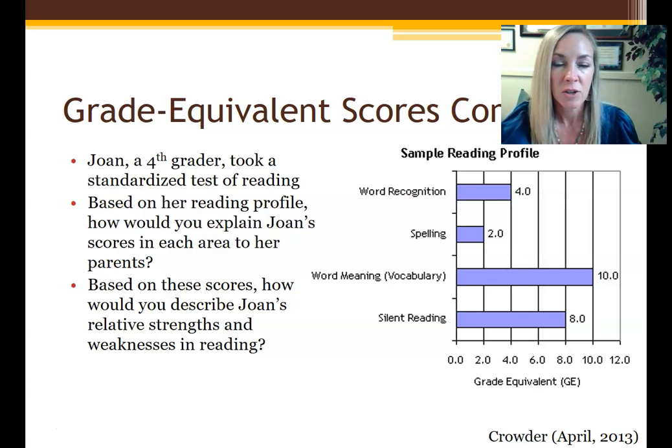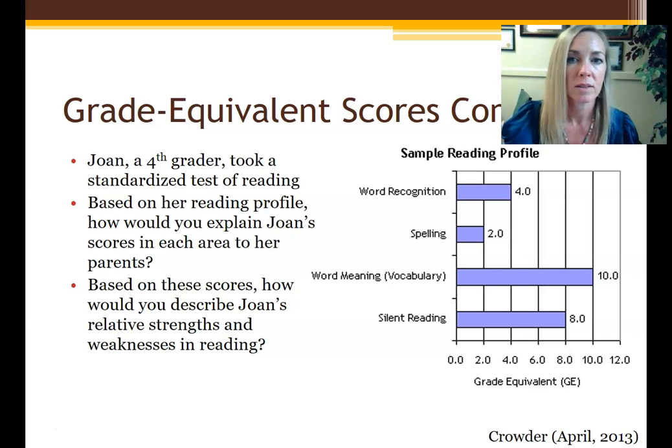And if you want to continue with strengths first, you might say vocabulary is a relative strength for her, that her raw score was the same as the average score of a 10th grader, as well as silent reading, that her score was the same as the average 8th grader. It's important to be careful when you tell this to parents and make sure they know that this doesn't mean that she has the full vocabulary of an 8th grader. She might know some 12th grade words, and she might know some 10th grade words, but there might have been some 8th grade words she didn't know. So it doesn't necessarily mean she answered the same vocabulary correctly as an 8th grader. It just says that the raw score was the same.